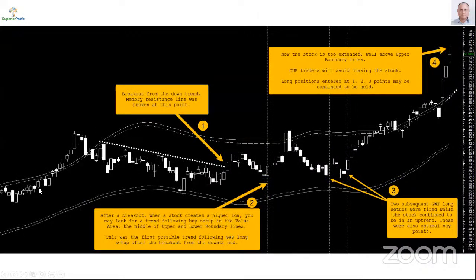This stock, a daily chart, was moving inside the boundary lines for the most part. A stock does not always have to move inside boundary lines. Sometimes it may go above it and then come back. Overall, if it is following the boundary lines, we may say that it is behaving properly and we may go with a go with flow long trade setup.